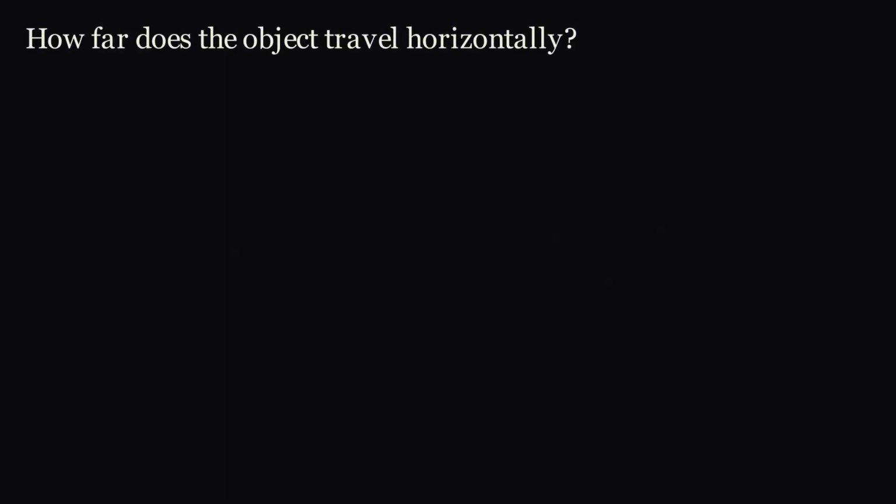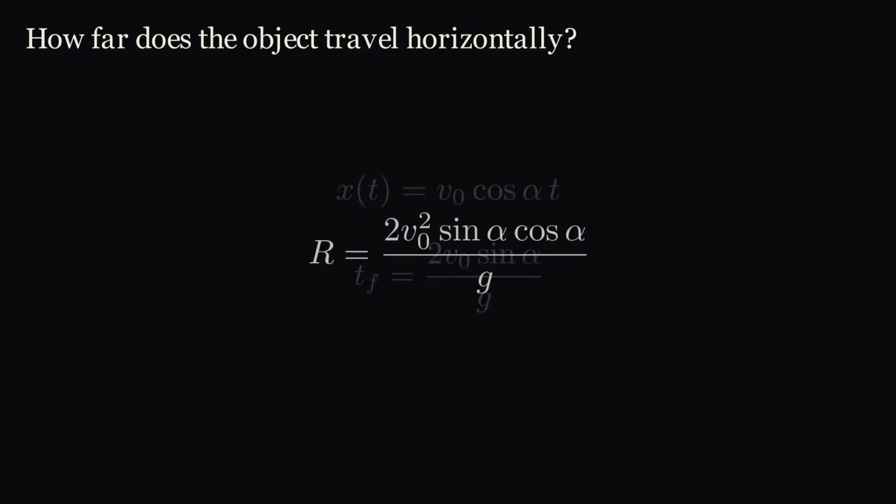For the last question, we have to find how far the object travels horizontally. This distance is called the range, and it is pretty simple to calculate. We use the formula for the horizontal position, x of t equals v0 cosine alpha times t. Then we substitute t with t final using the formula we already obtained. This is because the range corresponds exactly to x of t final. So we obtain R equals 2 v0 squared sine alpha cosine alpha divided by g.